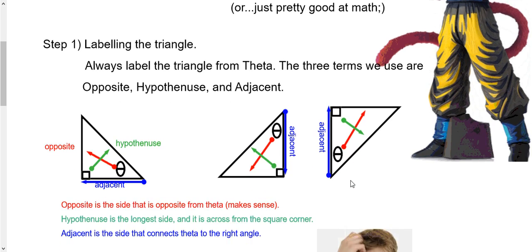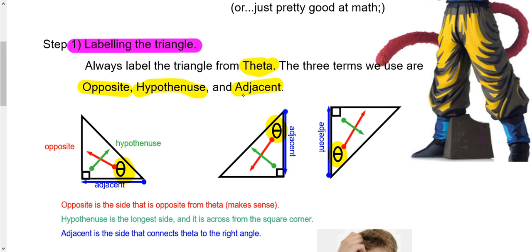And there's some steps, and the first step is probably the most important: labeling the triangle. Well, what does that mean? Well, we always want to label the triangle from theta. So we remember yesterday, or that other video, we talked about theta. Now, theta is this character that's right in the corner, and that means the angle we're looking from. And the three words we're going to use are opposite, hypotenuse, and adjacent.